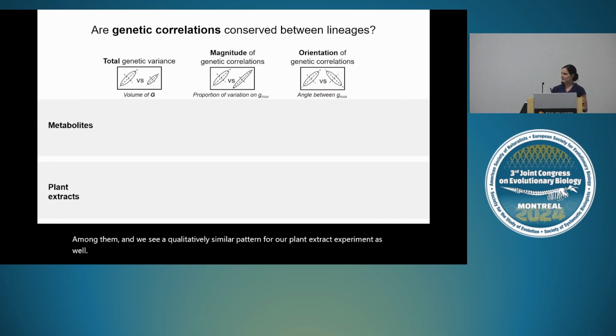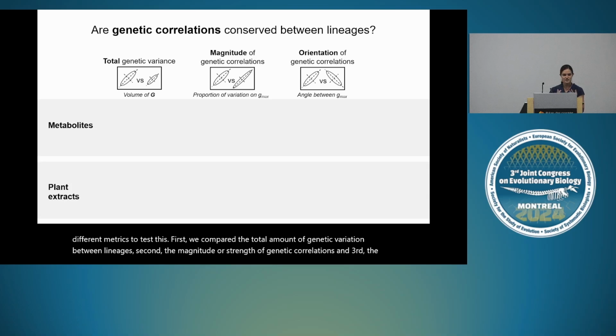So what we then wanted to ask was whether these patterns of genetic correlation between these metabolite traits are conserved between our 2 lineages. And so we used 3 different metrics to test this. First, we compared the total amount of genetic variation between lineages. Second, the magnitude or strength of genetic correlations. And third, the orientation of genetic correlations, another way to think about this is the direction of the major axis of genetic variation, or Gmax.